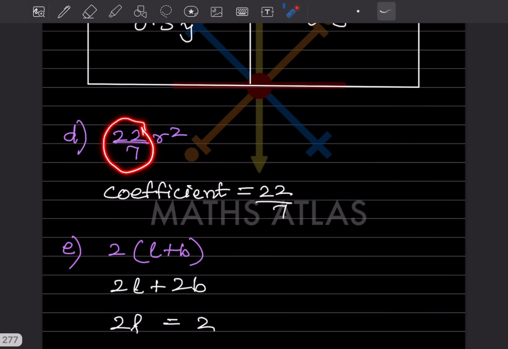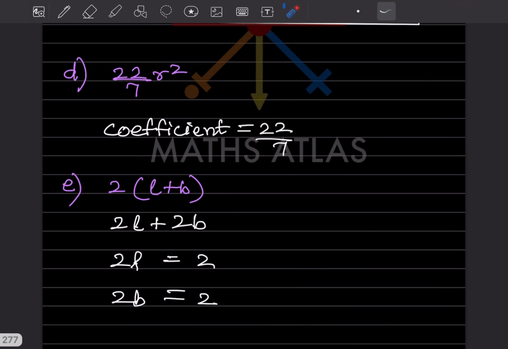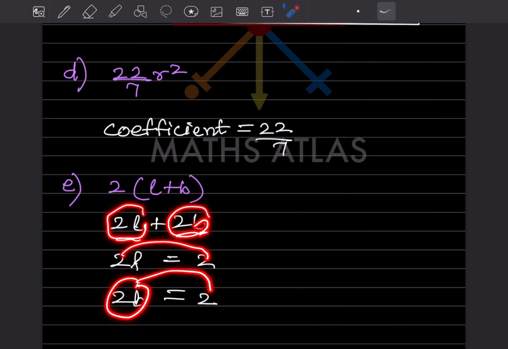Now here it's just 22/7. Now see here, this is an important one. Here we have to expand it: 2l plus 2b. Then we have to see the other term. There are 2 terms in it. For this one, the coefficient is 2. Again for this one, the coefficient is 2.